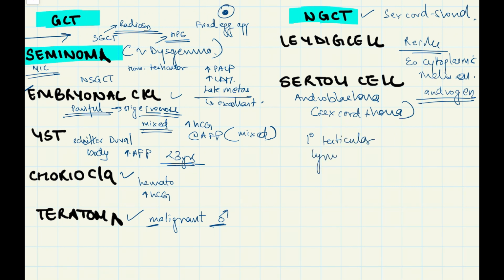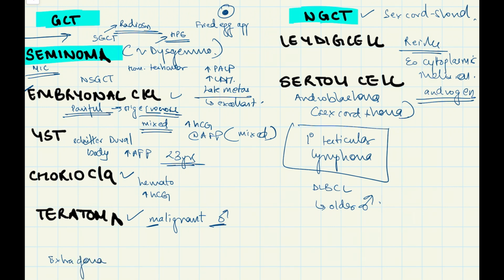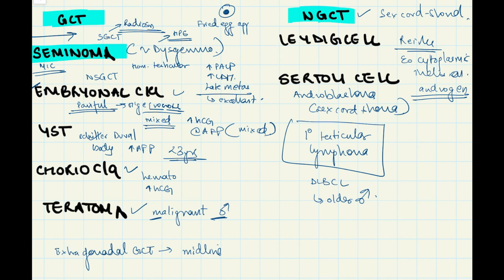It is malignant and aggressive and it is typically diffuse large B cell lymphoma and it is the most common cancer in older males. Right. Remember one more thing, that extragonadal germ cell tumors are usually midline and the most common site for them is retroperitoneum, followed by mediastinum, followed by pineal, followed by suprasellar region.